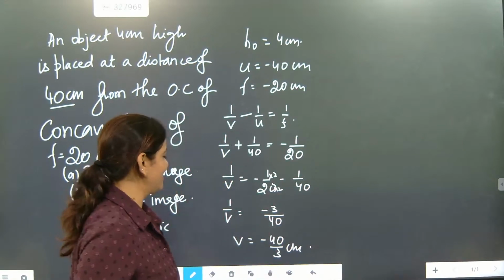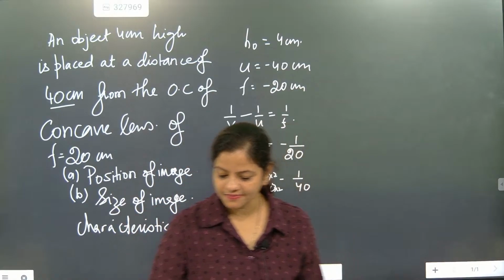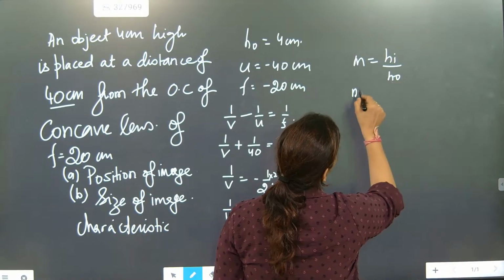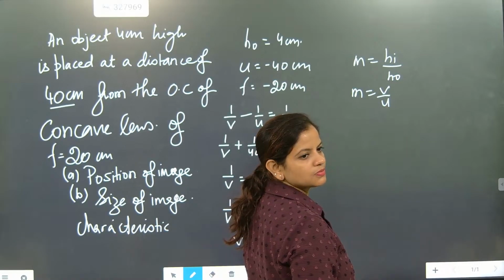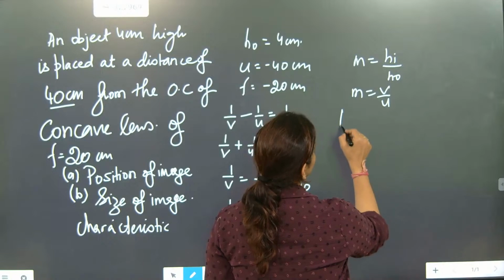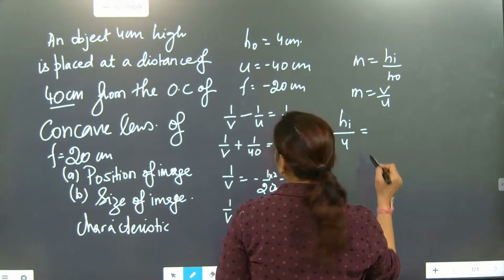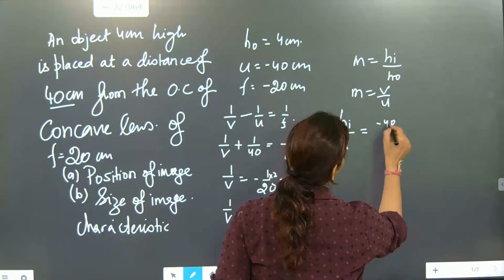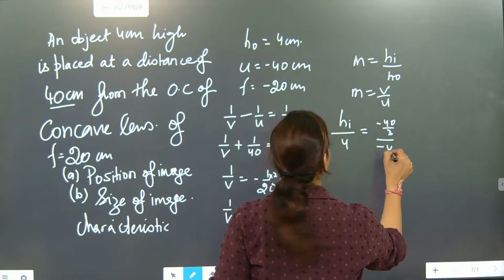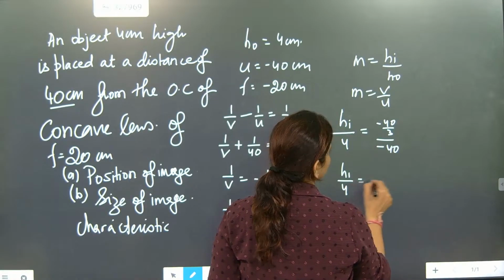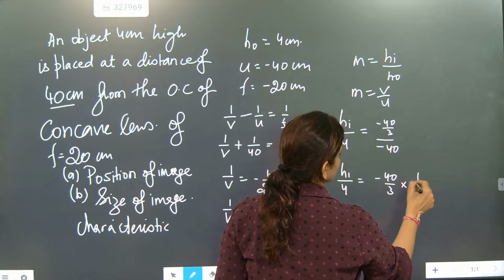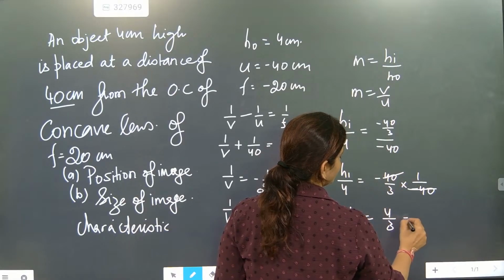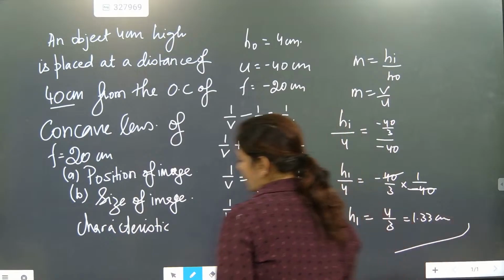Wait, I'm going to solve. Now, the second part. See, magnification is equal to height of image by height of object. Magnification is equal to v by u. Height of object is 4. v is coming as minus 40 by 3. u is minus 40. So 4 by 3, that is 1.33 centimeters. Height of image.